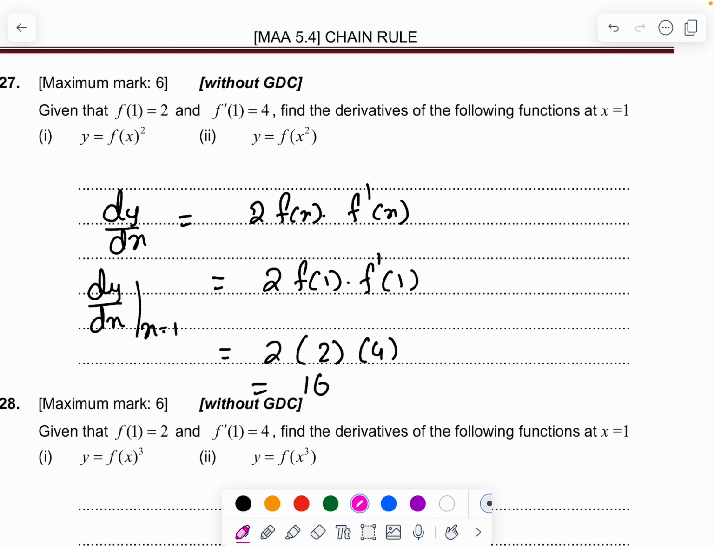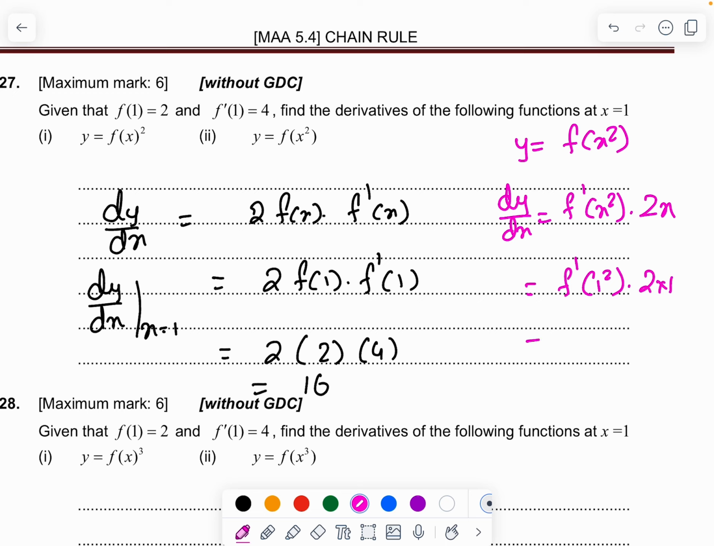Now coming to the second one, y equals f of x square. Square is only for x. So dy by dx will be equal to f prime of x square times the derivative of x square, which is 2x. So it becomes f prime of 1 square times 2 times 1. So it becomes f prime of 1 times 2. f prime of 1 is nothing but what?